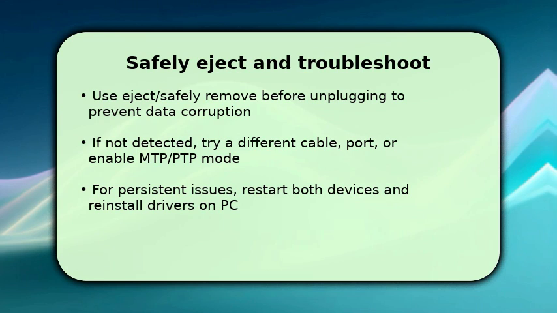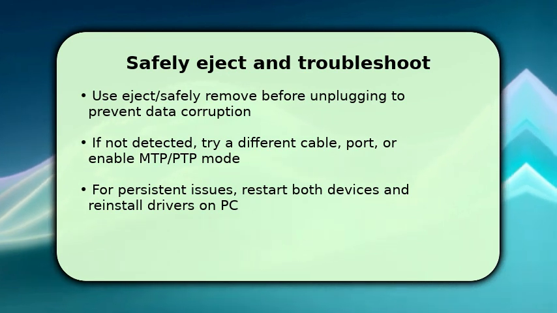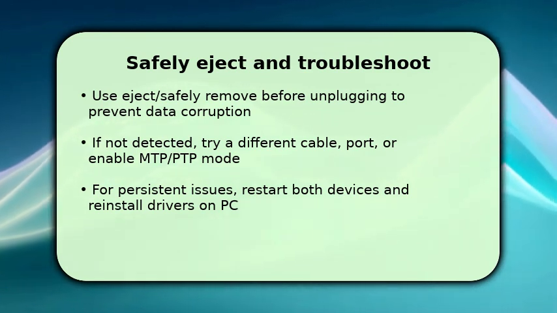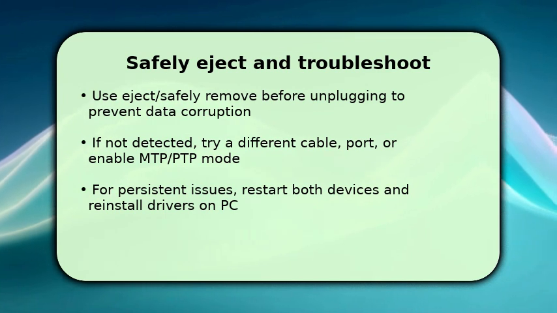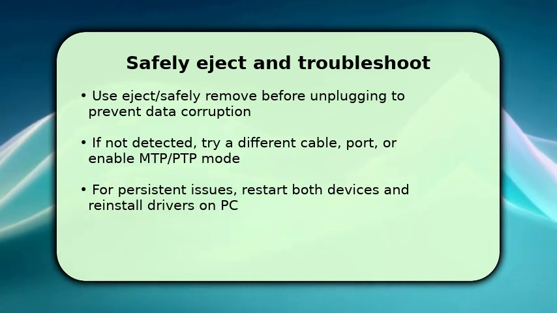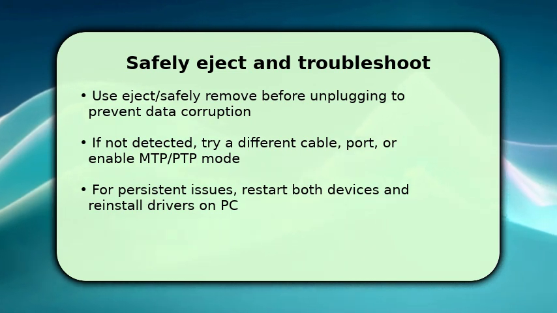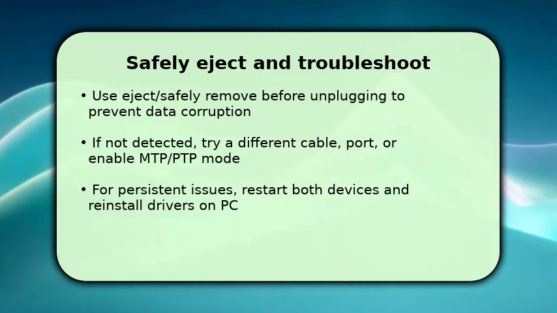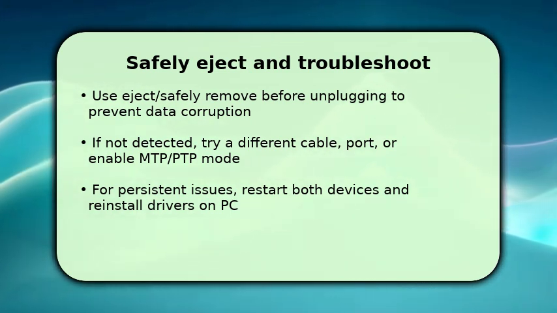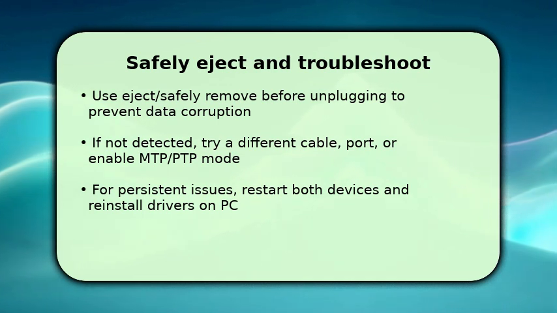If the phone is not detected, check the cable and port first, then toggle USB mode between file transfer, MTP, or PTP as needed. If problems persist, restart both devices and on Windows reinstall or update the device drivers. One key troubleshooting tip: try a known good data cable and a different USB port.